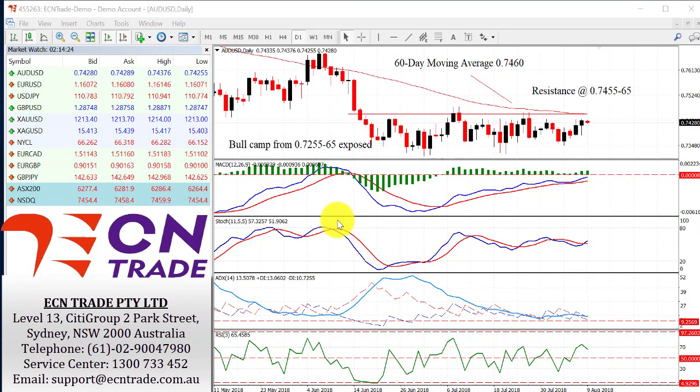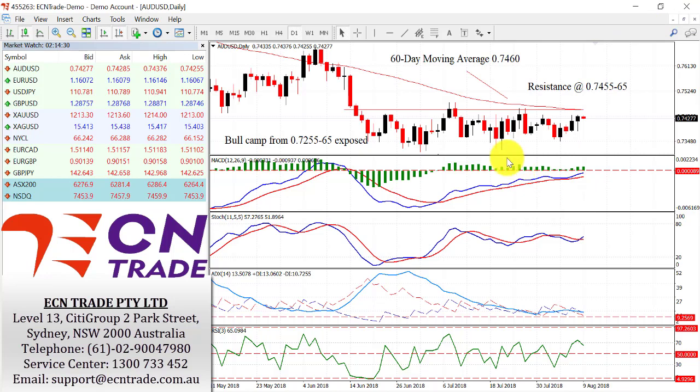To begin with, the Australian dollar still remains unchanged as it continues to loiter around the 74-cent mark. Nevertheless, the resistance at 74.55.65 and the 60-day moving average is continuing to cap the price.